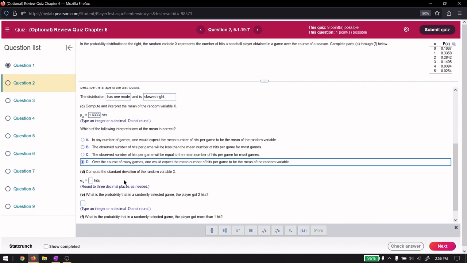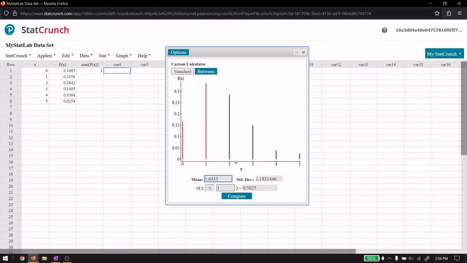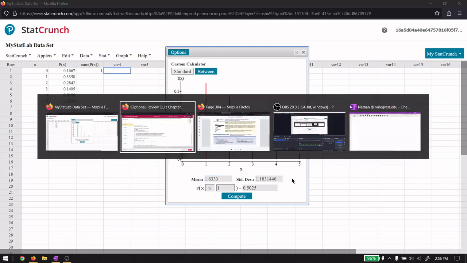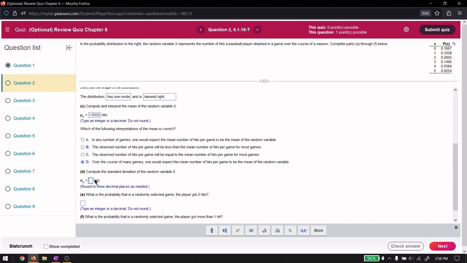Okay, compute the standard deviation. We already did that again. StatCrunch has the standard deviation right here for us. So we can do that, 1.1831. Make sure, yeah, three decimal places.